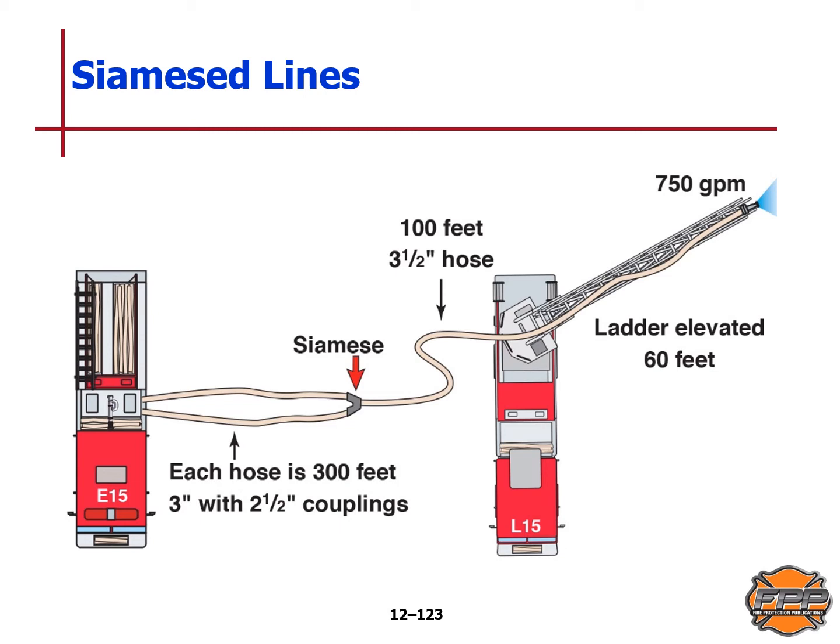So here's your diagram. You've got the pumper with each hose, it's 300 feet at 3 inches with 2.5-inch couplings. Here's your Siamese connection. And then that's feeding 100 feet of 3.5-inch hose. And this is going up the quint, the ladder elevated at 60 feet and pumping at 750 gallons per minute.